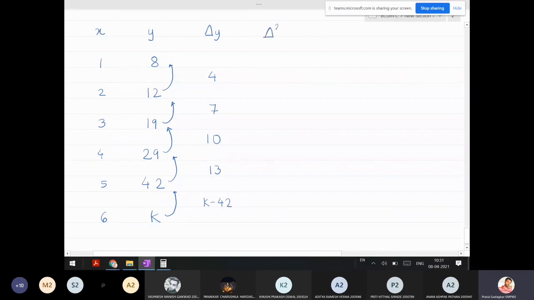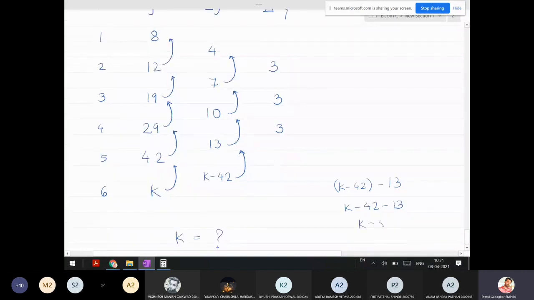Let me go to delta square Y. What is delta square Y? Again, the same subtraction: 7 minus 4 is 3, 10 minus 7 is also 3, 13 minus 10 is also 3, and this, what should I write here? So it is K minus 42 minus 13. If I open the brackets, it will become K minus 42 minus 13, and minus 42 and minus 13 will become minus 55. So here I will write K minus 55.